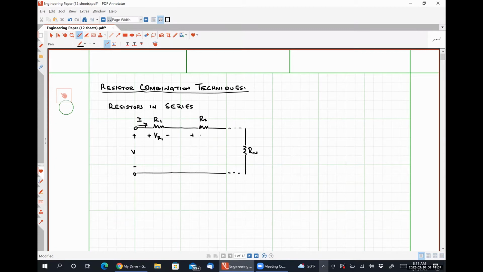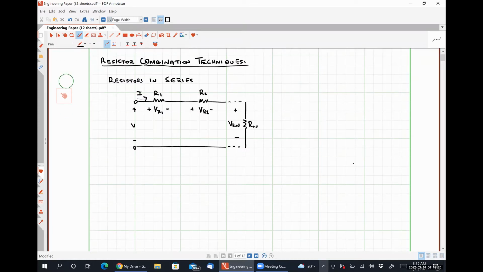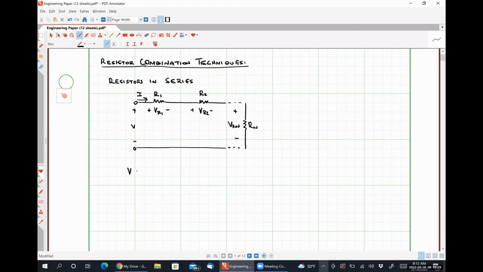We are going to have a voltage drop over resistor R2, which I will call VR2. And we will have subsequent voltage drops over all of our resistors in series, ending with a voltage drop VRN, like so. Applying Kirchhoff's voltage law around this loop, what we find is that V, the total voltage drop, is simply the sum of VR1 plus VR2 plus all of our voltage drops up to VRN.